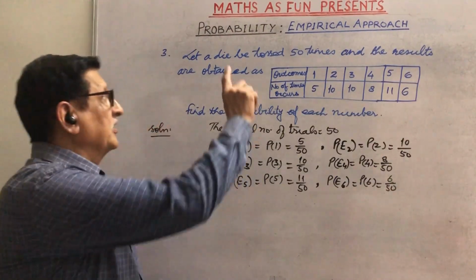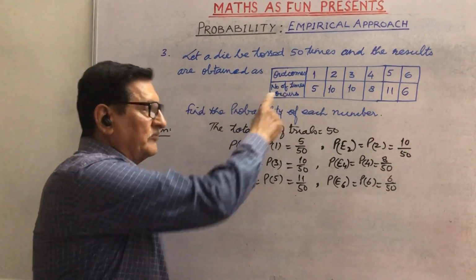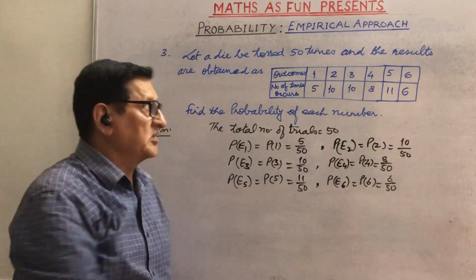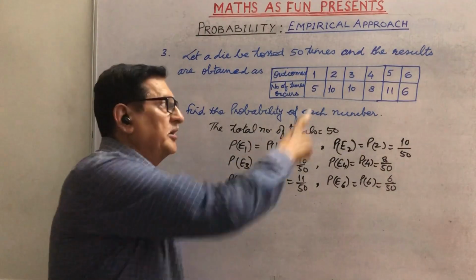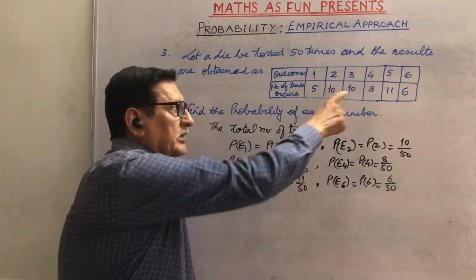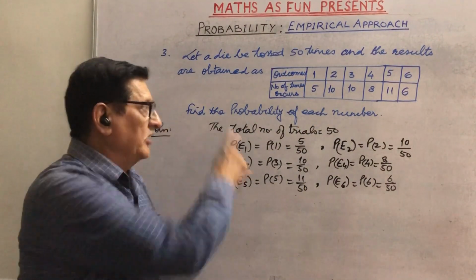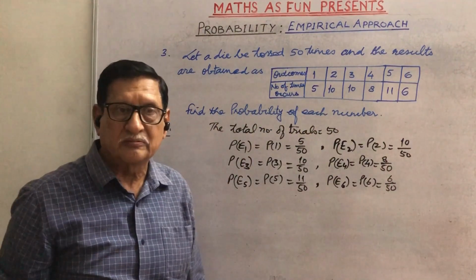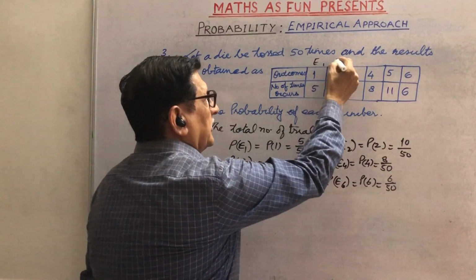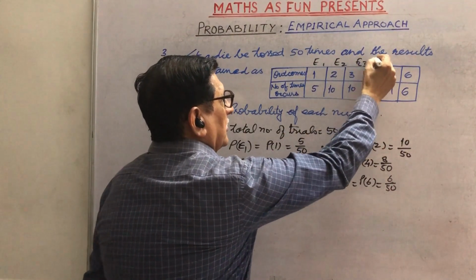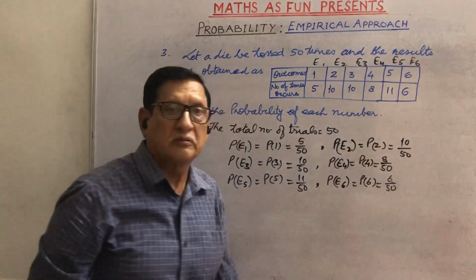The next problem here we have: let a die be tossed 50 times and the results are given in the table here. That is, getting 1 5 times, 2 10 times, 3 10 times, 4 8 times, 5 11 times and 6 6 times. We are to find out the probability of each of the numbers. We consider these events as E1, E2, E3, E4, E5 and E6.